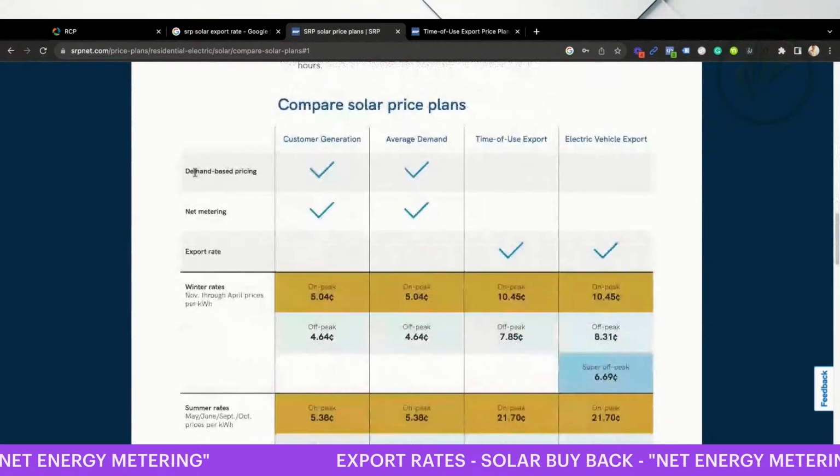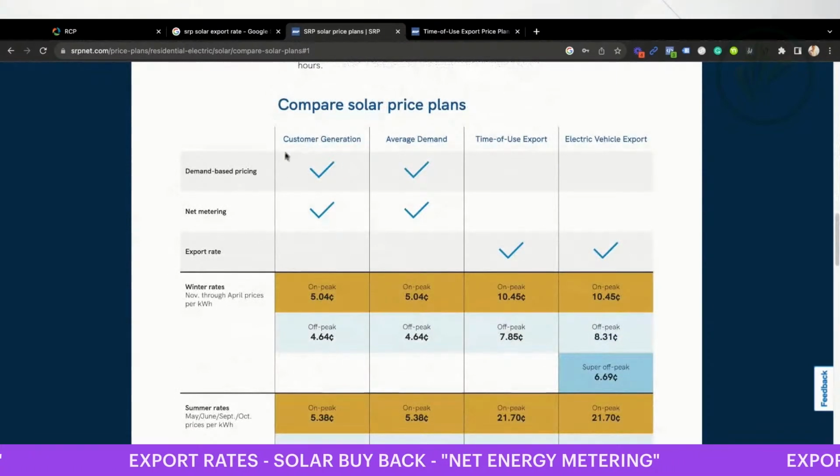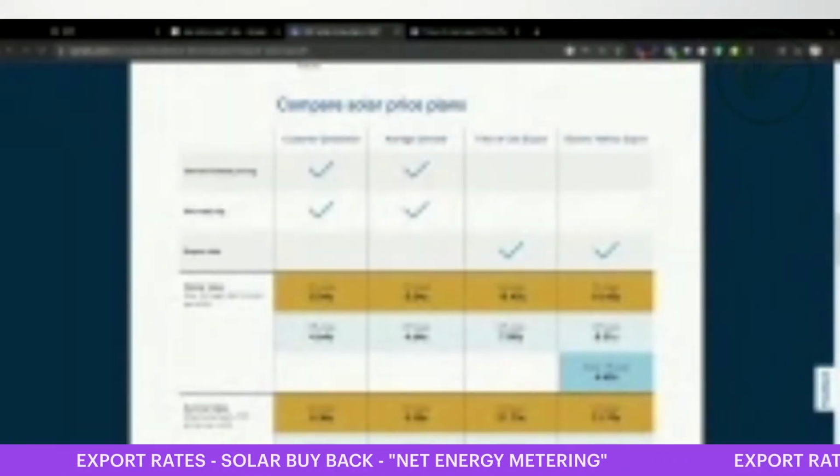So with customer generation, it's demand-based pricing. Basically demand, again, is what is that stress that I'm putting on the grid? How much is that boom that I'm putting on the grid? For example, with an inefficient air conditioner, a pretty average one, 3-4 kilowatts of demand, you'll take their demand price. In SRP, they're tiered. You'll take their demand price and essentially multiply it by the amount of kilowatts you're using. So if you're using 4 kilowatts and it's a $10 demand charge, it's $40, boom, just for using your power at the wrong time of the day.